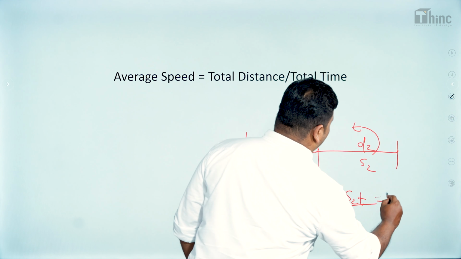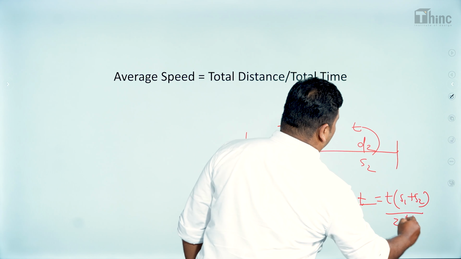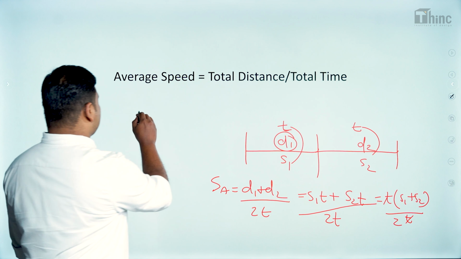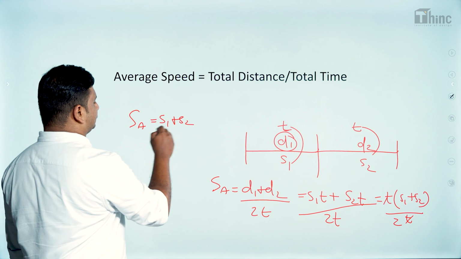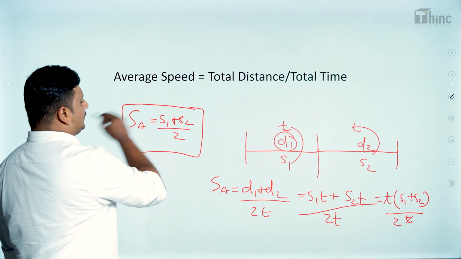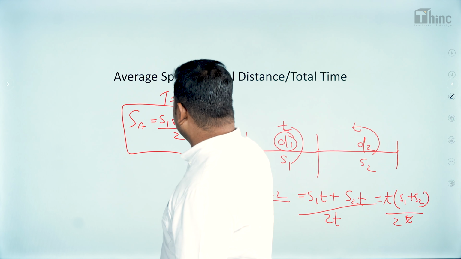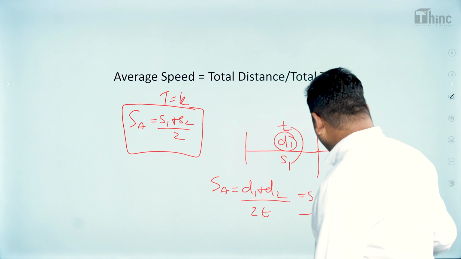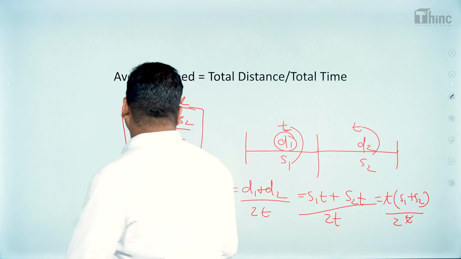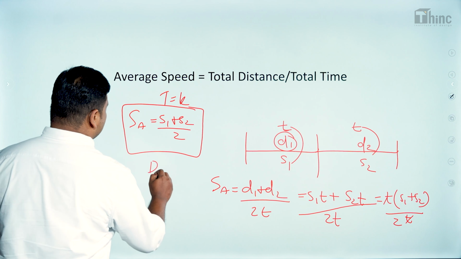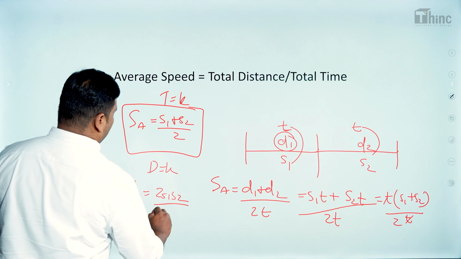Now you can take t common, so we'll get s1 plus s2 all divided by 2t. We can cancel t off. So what is going to be the average speed? It's nothing but s1 plus s2 by 2. So average speed is s1 plus s2 by 2 when time is constant. There is no need of knowing all this, you just need to know this formula. That is, if time is constant, average speed equals s1 plus s2 by 2. If distance is constant, average speed becomes 2 s1 s2 by s1 plus s2.